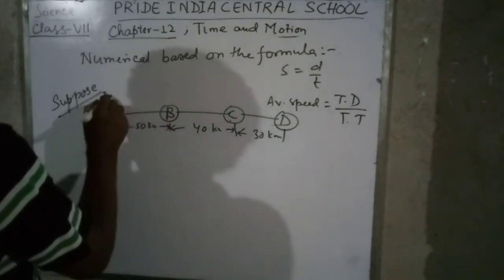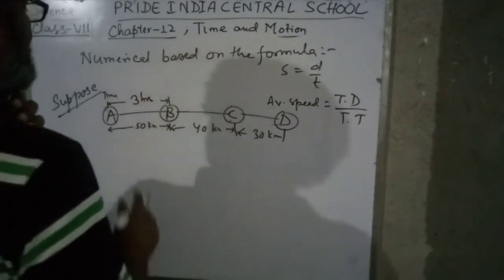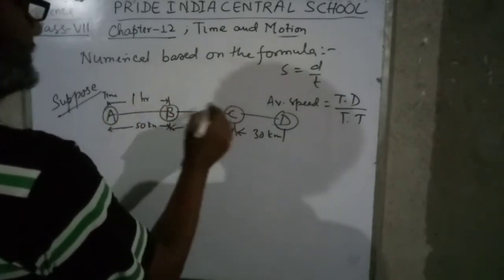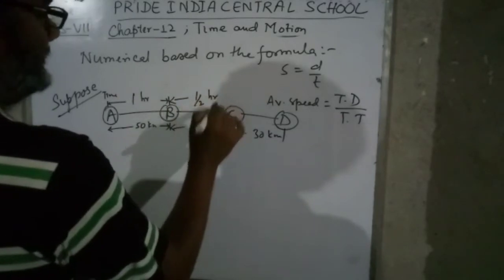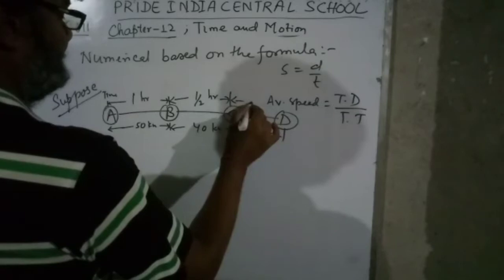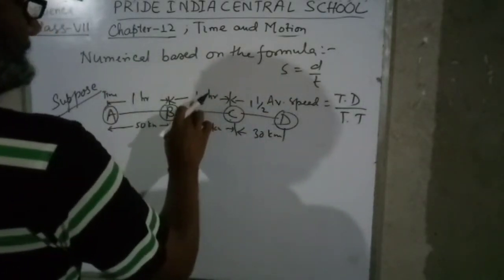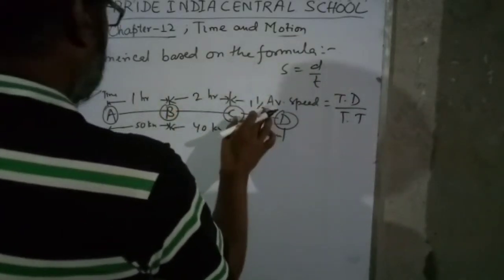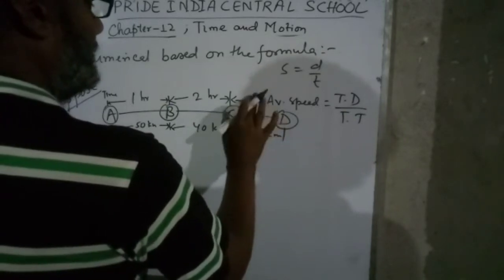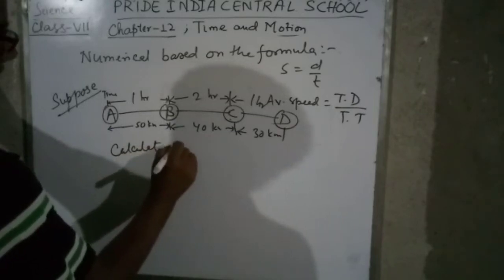Time taken: from A to B, it takes 1 hour. And from B to C, it is half an hour, and from C to D, it takes 1.5 hours. Some correction, 2 hours. And from here it is 1 hour. Then calculate the average speed.